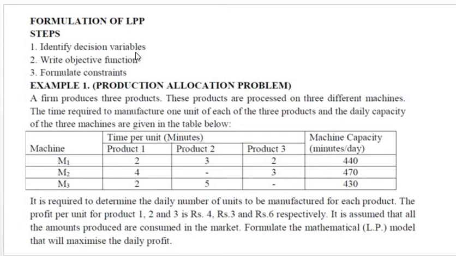So in the formulation, identify decision variables, write the objective function and formulate constraints. Consider this example. A firm produces 3 products. These products are processed on 3 different machines. The time required to manufacture 1 unit of each of the 3 products and the daily capacity of the 3 machines are given in this table: M1, M2, M3. Time per unit for products 1, 2 and 3 is given, and machine capacity is also given.